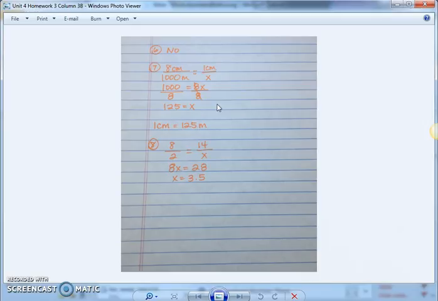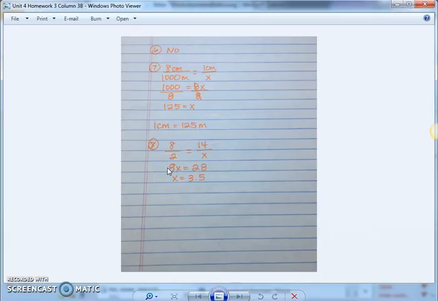Okay, for number 7, 2 fields at a state park are 1,000 meters from each other. On a map, the 2 fields are 8 centimeters apart. What scale is the map using? We have 8 centimeters per 1,000 meters, and we want to see what the scale is, so we need to find the unit rate. So 1 centimeter equals how many meters? We cross multiplied and divided. So each centimeter represents 125 meters.